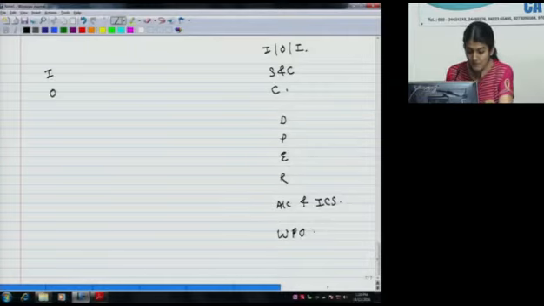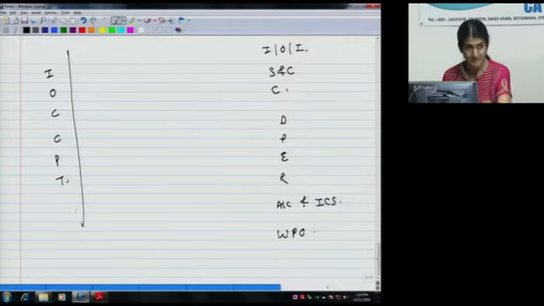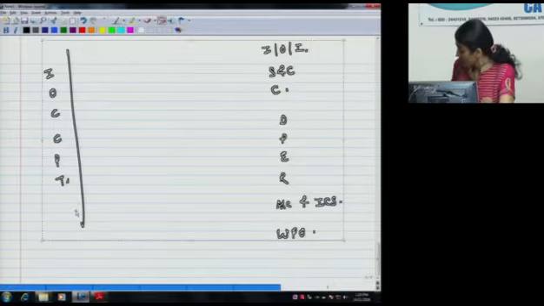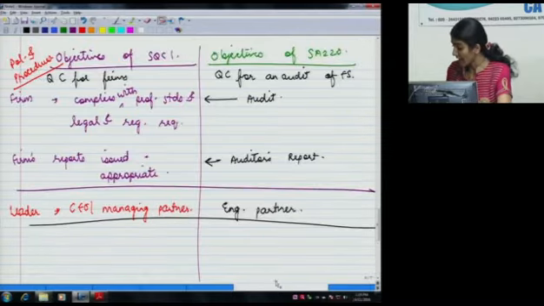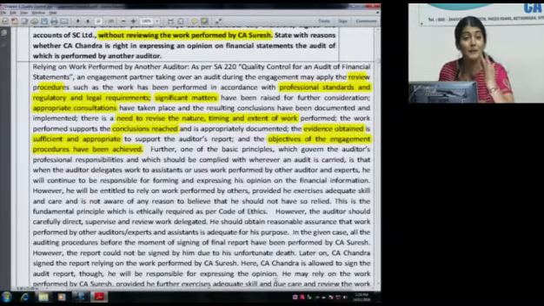And the fundamental principles to be followed by a professional accountant, that is IOC CPT. You understand? So nine basic principles governing an audit. Out of that, one is work performed by others. Can you use the work performed by others? Yes, but CTBR continues to be responsible.